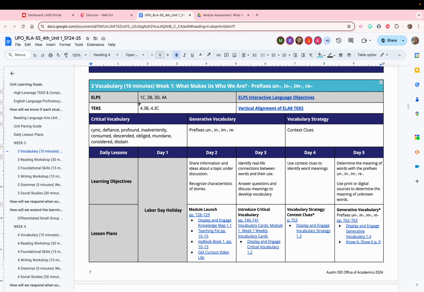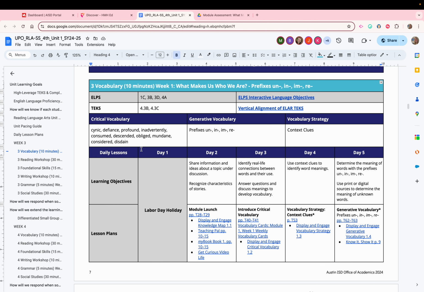There is vocabulary. Each vocabulary block will list the title, the number of minutes, which week and which unit in HMH it's connected to. This one's connected to week 1 of the What Makes Us Who We Are unit, or module as HMH likes to call them, and is covering prefixes un, in, im, and re. I also have listed the ELPs and the TEKS for that unit. And then we see these 3 boxes.